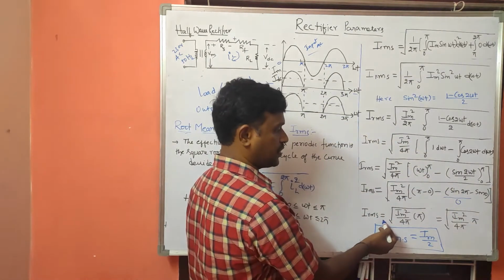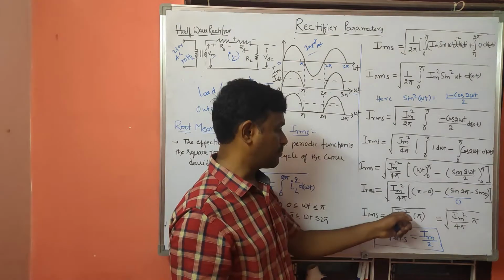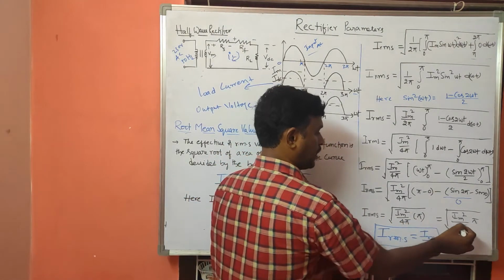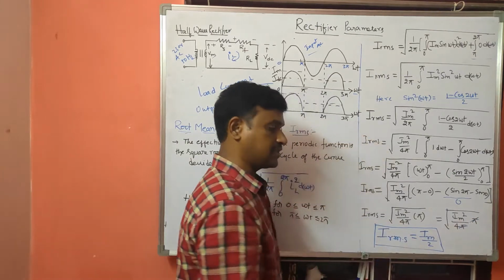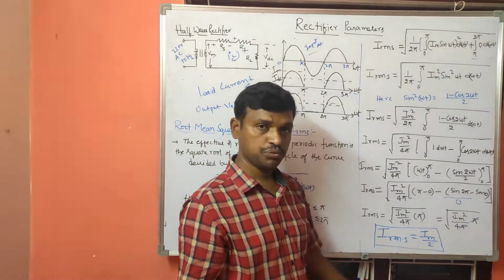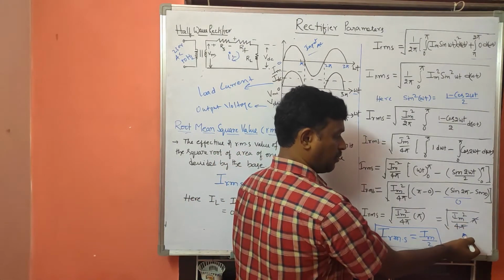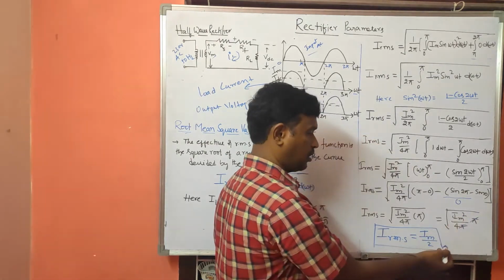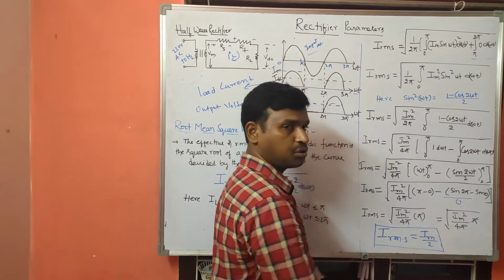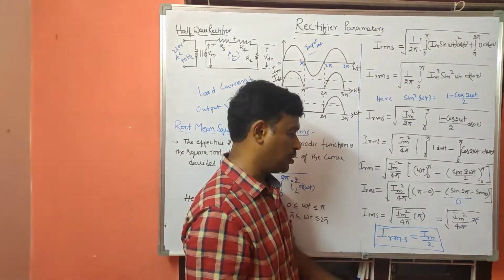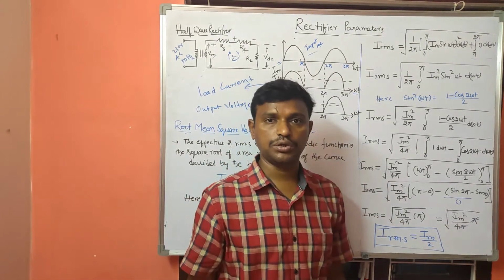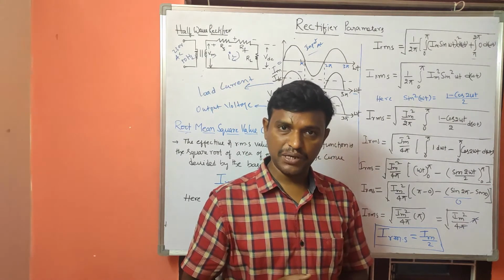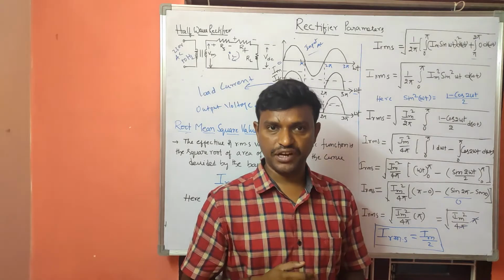Therefore IRMS is equal to the square root of Im square by 4 pi multiplied by pi. The pi and pi cancel, and we get the square root of Im square by 4. The square root of Im square is Im, and the square root of 4 is 2. Finally we have IRMS equal to Im by 2. So this is the calculation of the IRMS value of a rectifier.